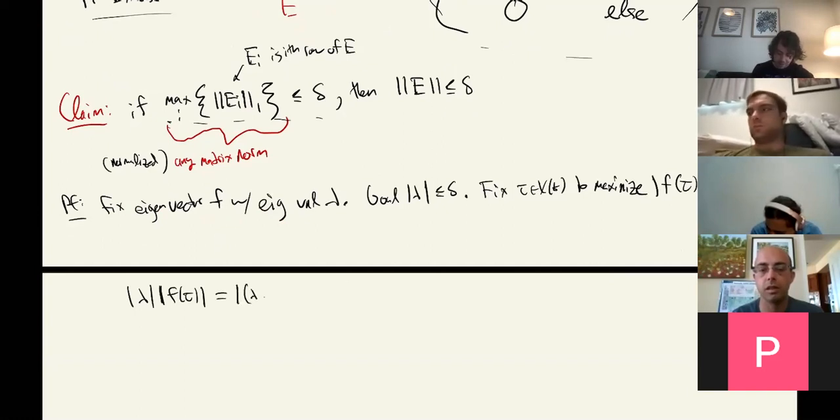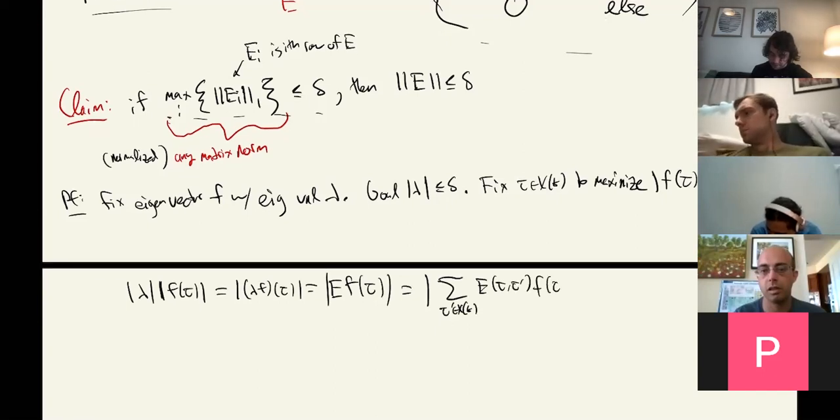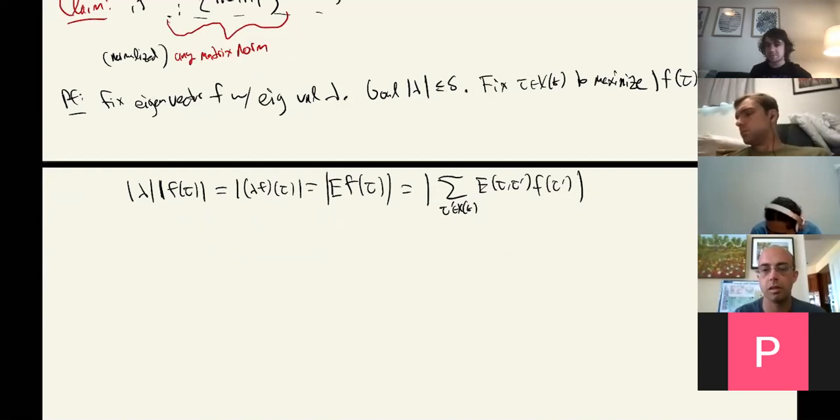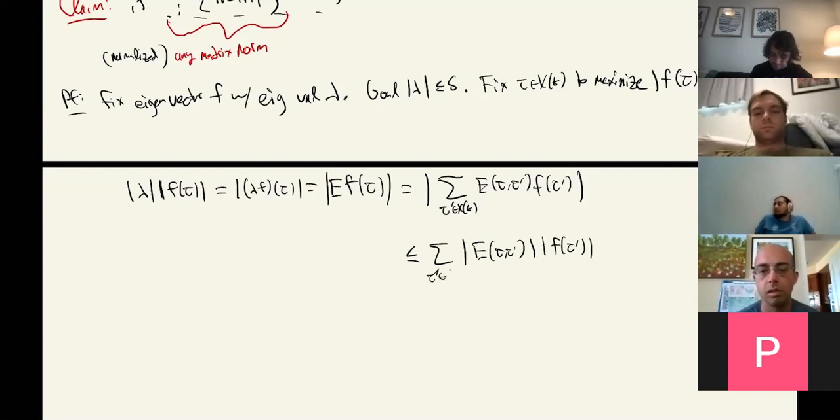So this is equal to what? Lambda f applied to tau, but this is Ef applied to tau because f is an eigenvector with eigenvalue lambda. And then just by definition of matrix multiplication, this is the sum over tau prime in X_k of E(tau, tau prime) f of tau prime. Then we can simplify a little by using the triangle inequality and pulling the absolute value inside. So this is less than or equal to the sum over tau prime in X_k of the absolute value of E(tau, tau prime) times the absolute value of f of tau prime.